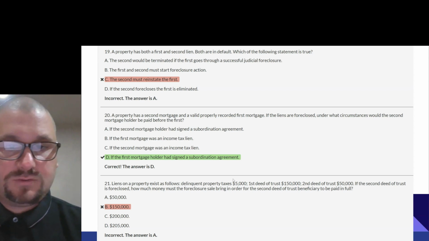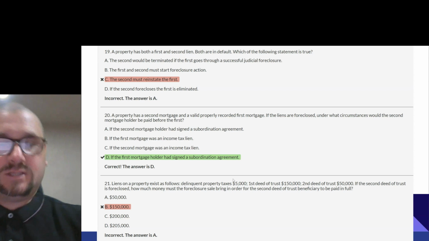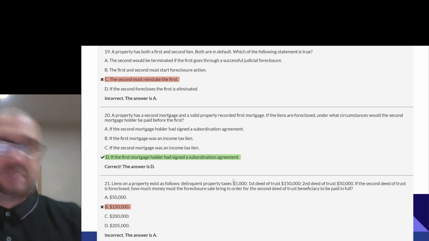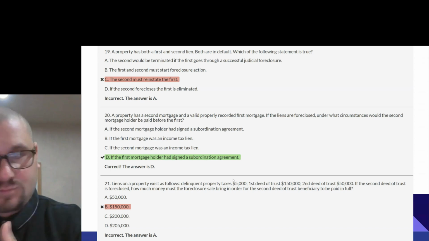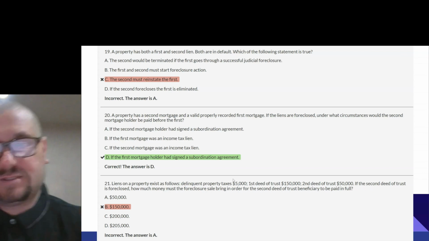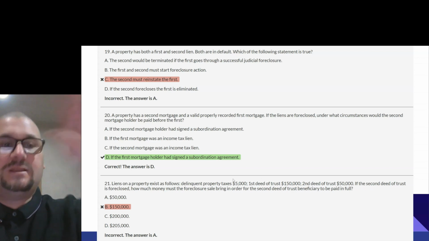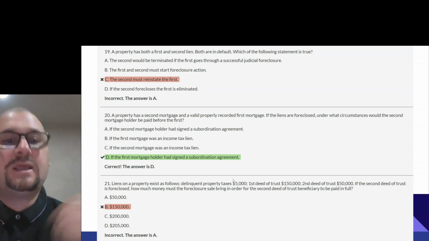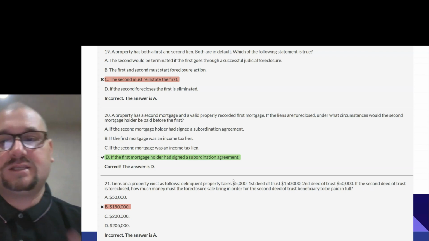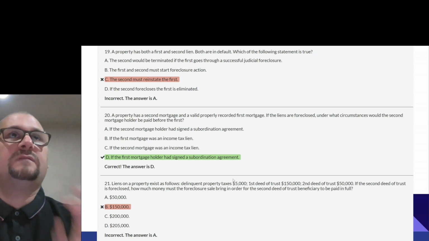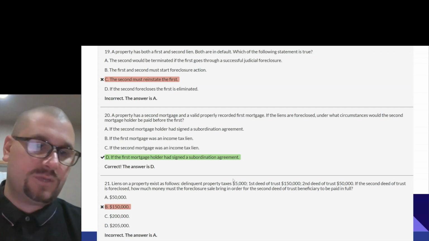So again, liens on a property exist as follows: delinquent property taxes, $5,000. So the owner owes $5,000 in property taxes. The first mortgage was $150,000. The second mortgage was $50,000. If the second deed of trust is foreclosed, so you've got the first at $150,000, and the second one's foreclosed on. How much money must the foreclosure sale bring in order for the second deed of trust beneficiary to be paid in full? Well, you need that second deed of trust to be paid, which is $50,000.